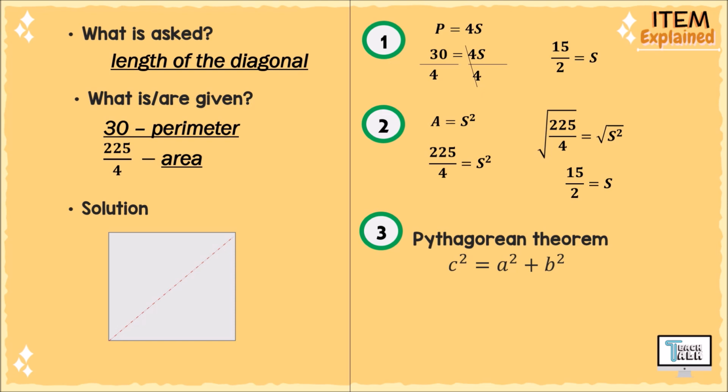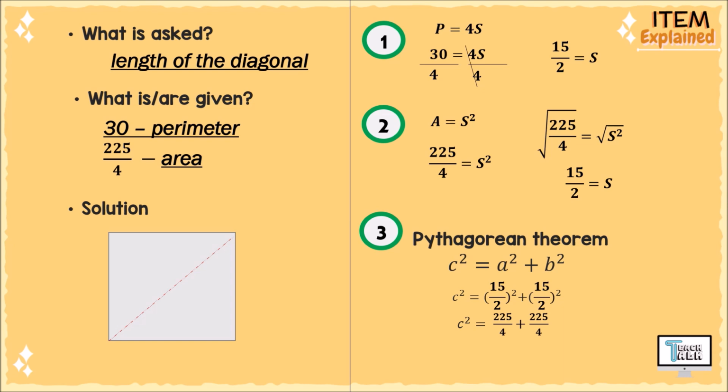We just substitute at magiging c squared equals 15 over 2 squared plus 15 over 2 squared. Since square naman to and the measurement of all sides are the same, the values of a and b are just the same. Then we square these two. It will become c squared equals 225 over 4 plus 225 over 4.